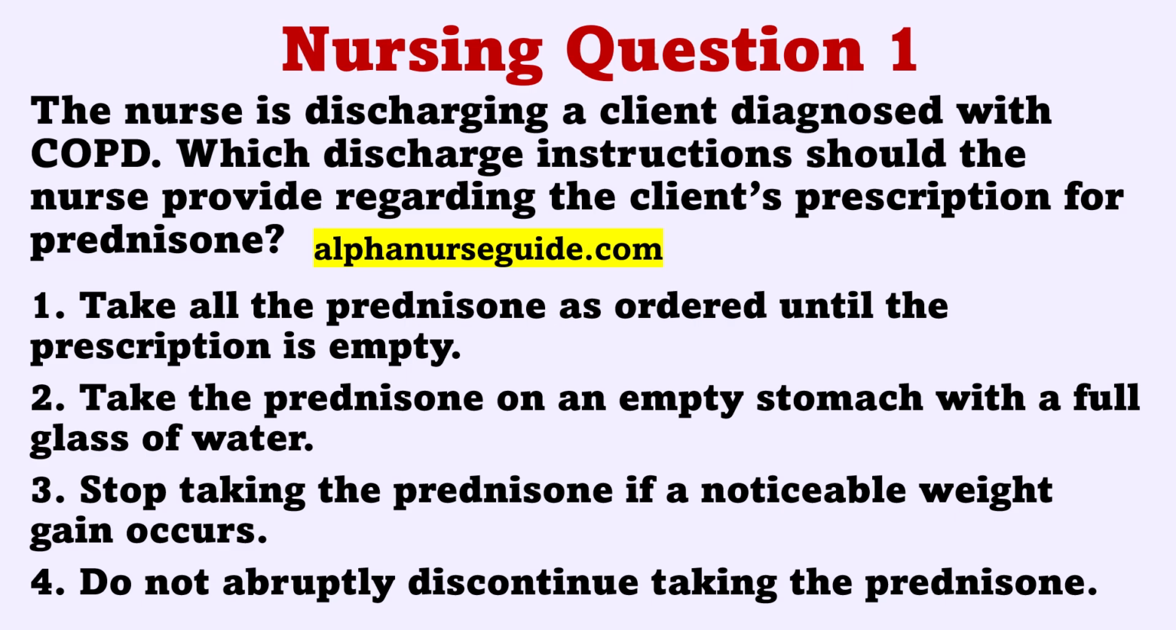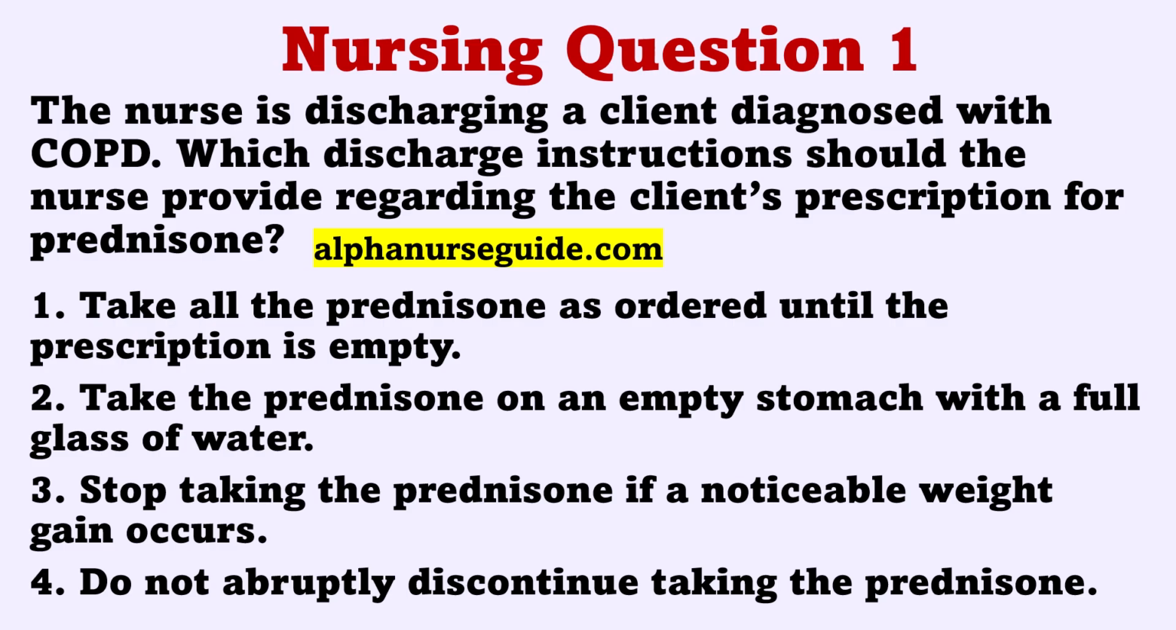The correct answer is 4. Do not abruptly discontinue taking the prednisone. Prednisone is a glucocorticoid steroid. Prednisone is not abruptly discontinued because cortisol is necessary to sustain life, and the adrenal glands stop producing cortisol while the client is taking it exogenously.